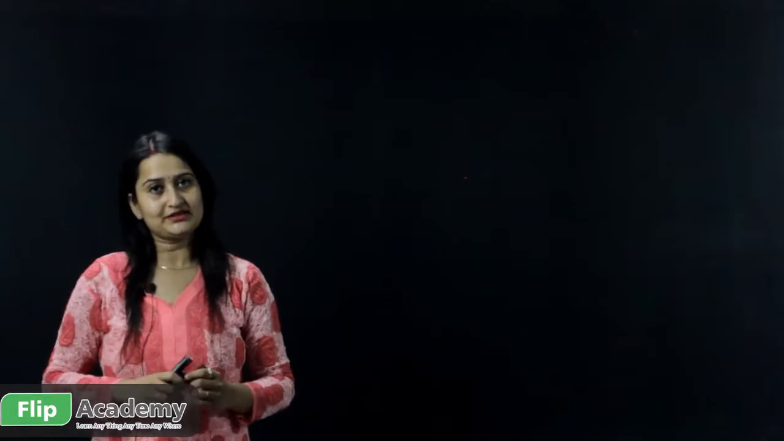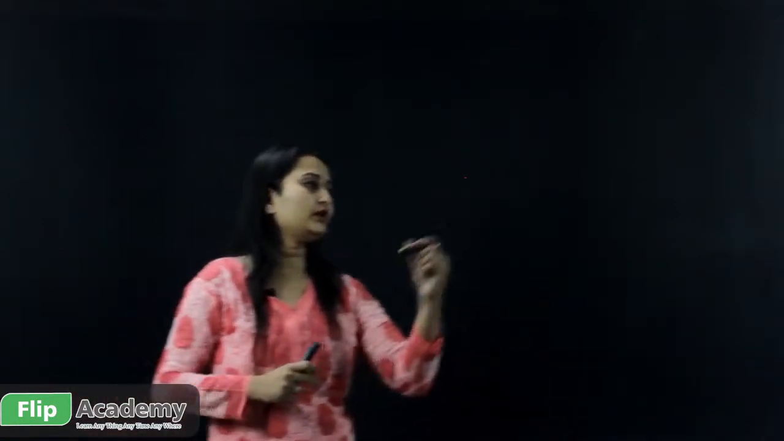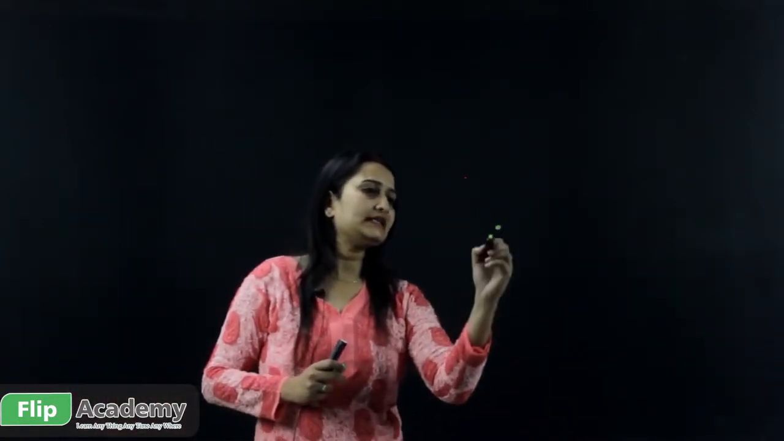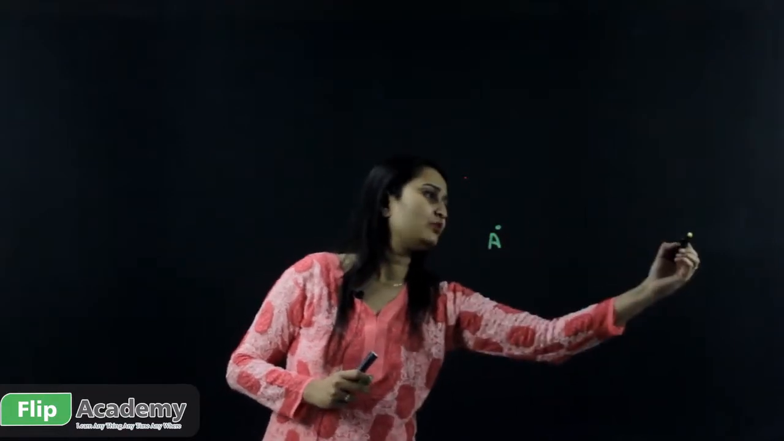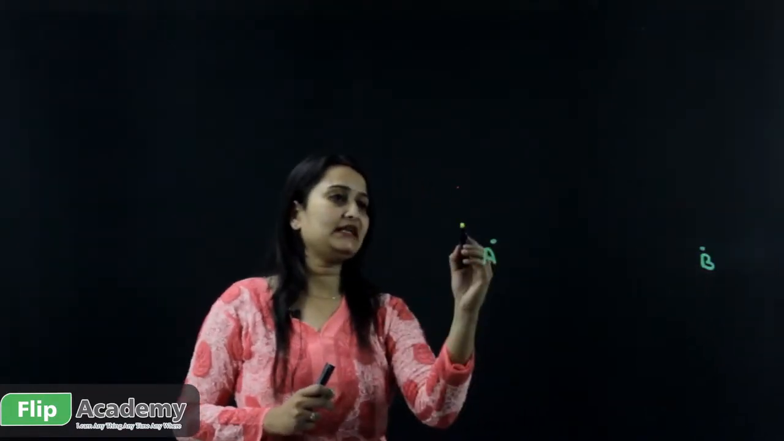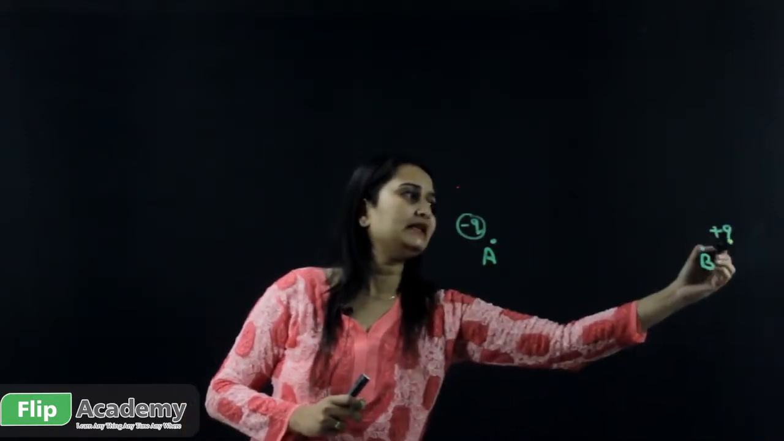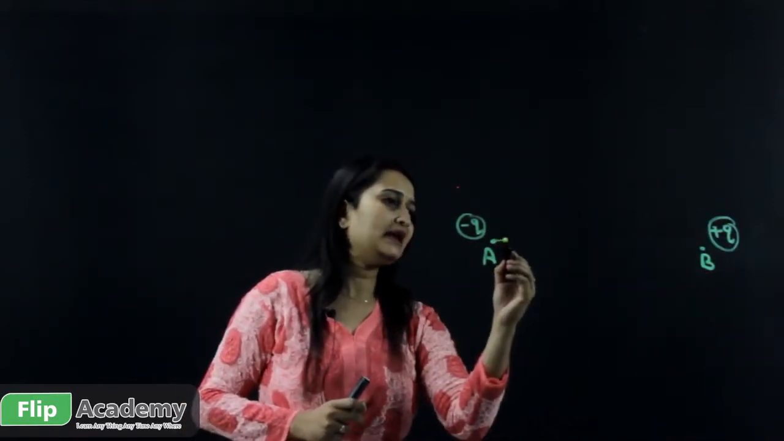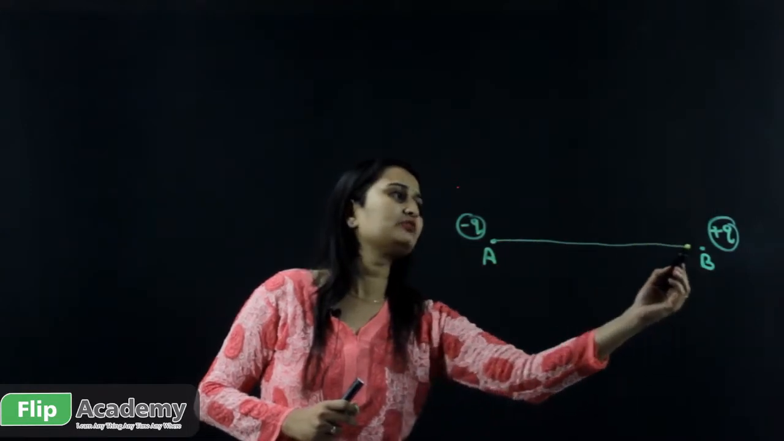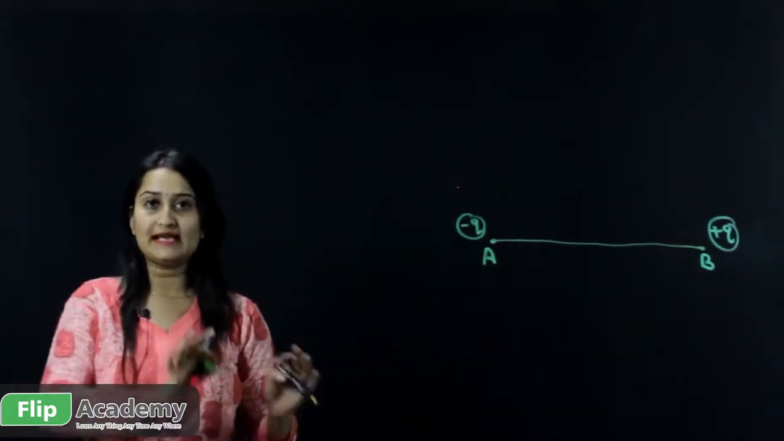Now, let's start with the derivation. For that, we have to consider the dipole. This is point A and this is point B. At point A, there is a charge minus Q, and at point B, there is a charge plus Q, separated by a small distance. So, this is called an electric dipole.